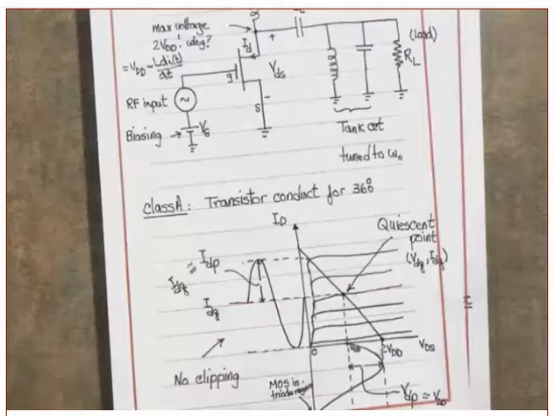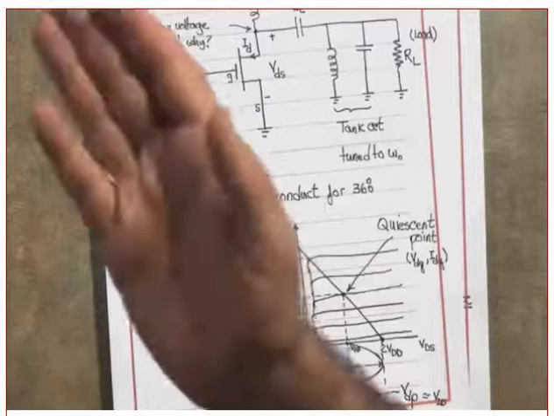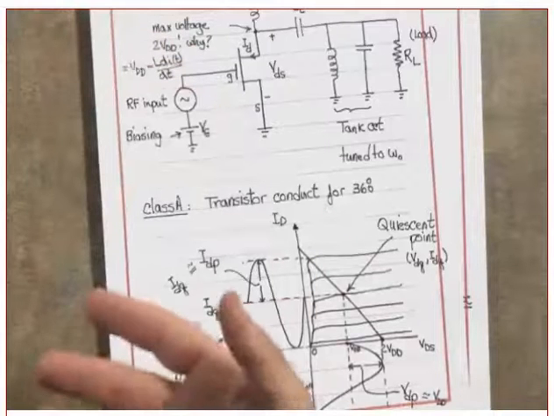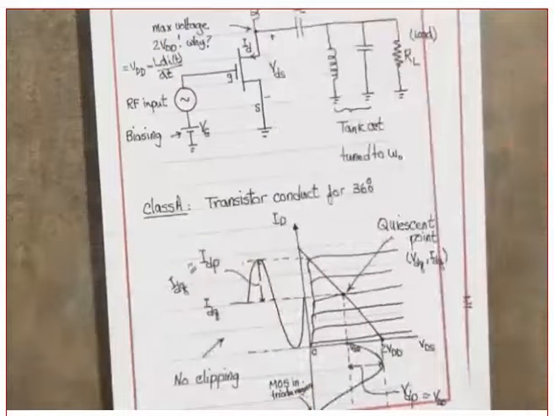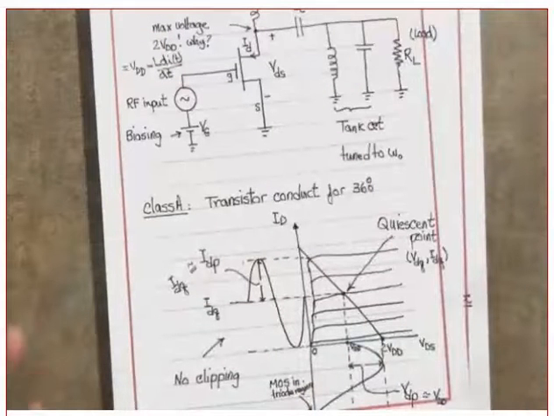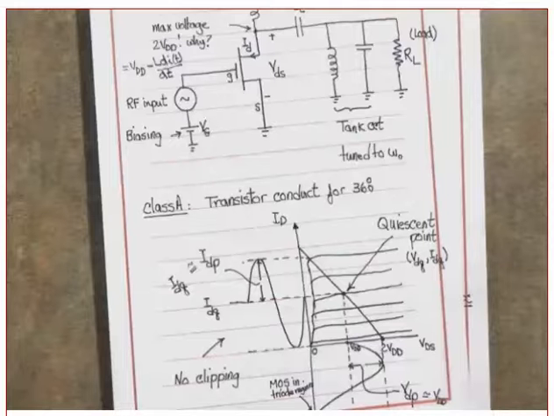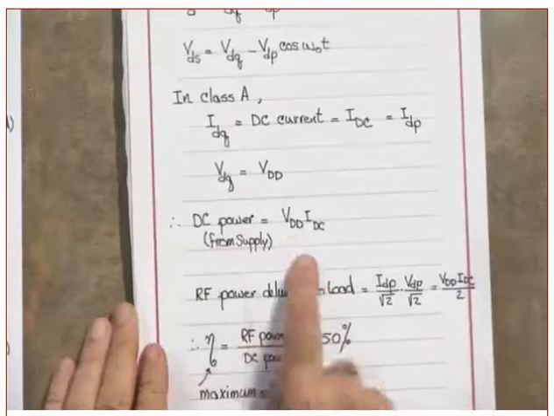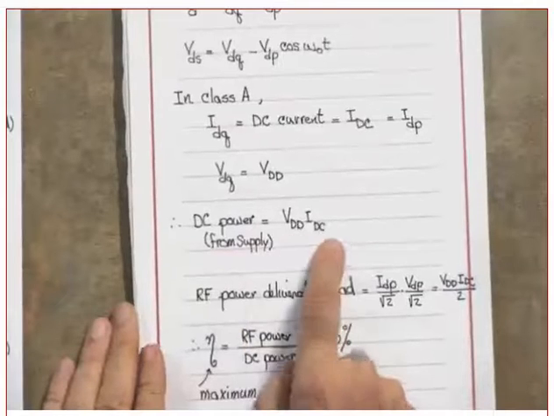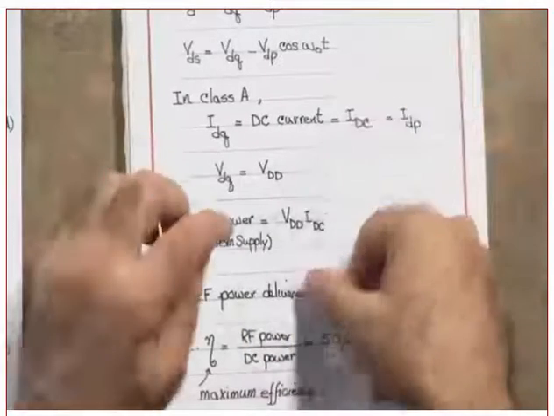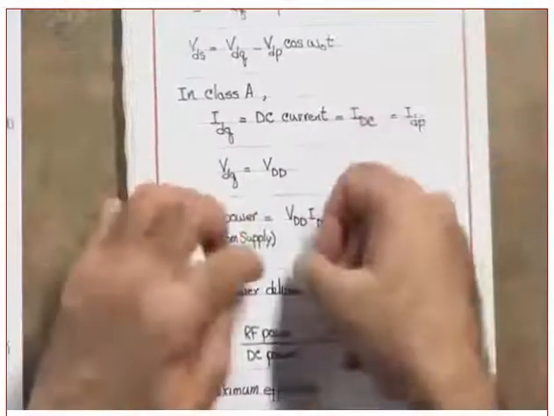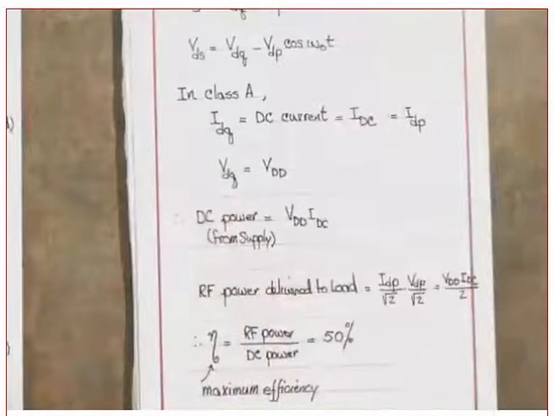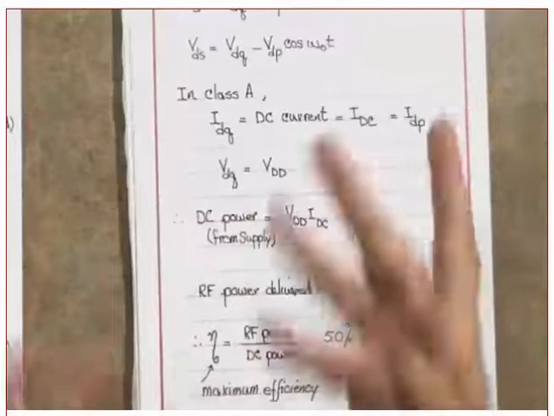What is the efficiency one more time? It's the RF power divided by the DC power. Can you tell me what the DC power is equal to? First of all, where is it coming from? It's coming from the VDD, from the source. Yes? What is the DC power? VDD times IDC. Do we agree? This is Ohm's law. Guys, this is Ohm's law: VDD times the current. It's the voltage times the current. Everything is in DC.